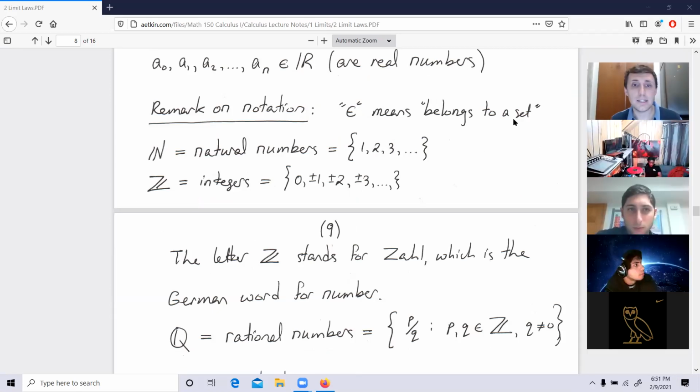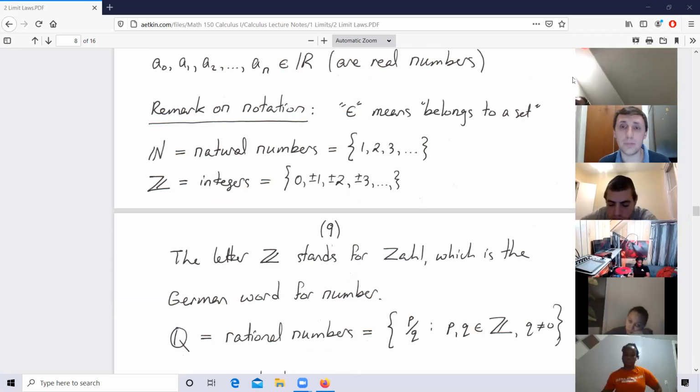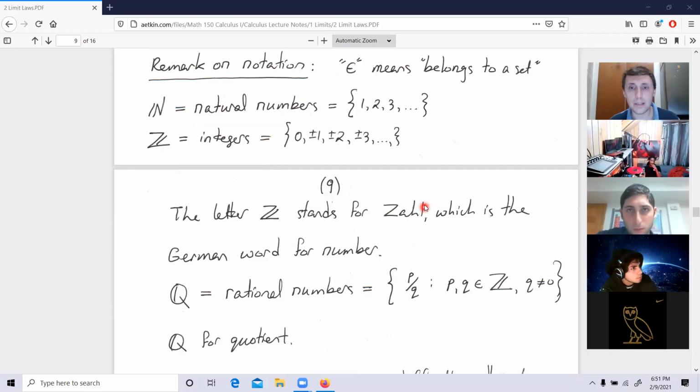Z stands for all integers, all whole numbers: 0, plus minus 1, plus minus 2, plus minus 3. Why use Z? Because in German, Zahl, die Zahl, is the number. Zahl is number in German, so this notation comes from German. Okay, that's how you write Zahl.